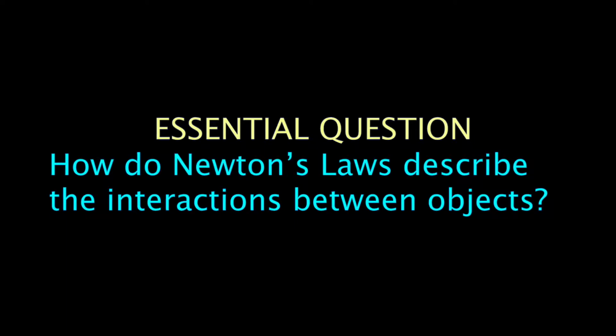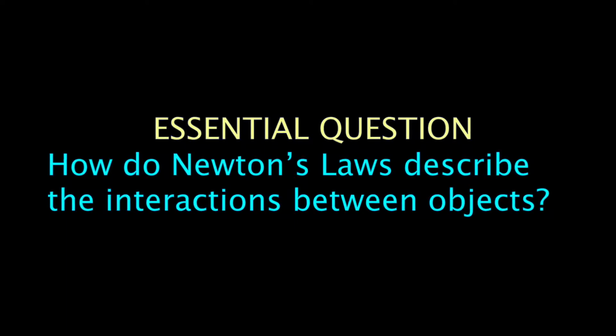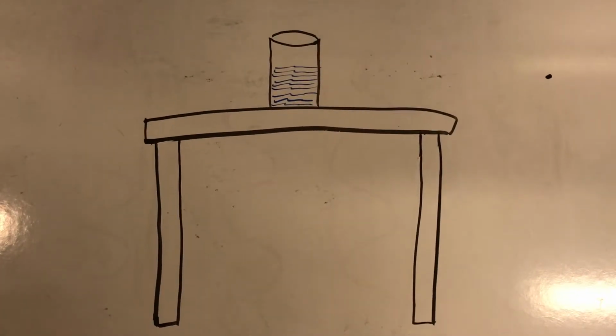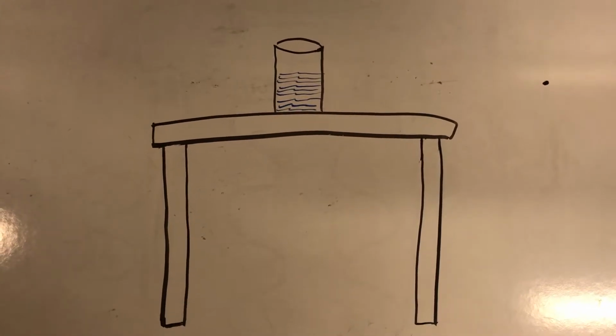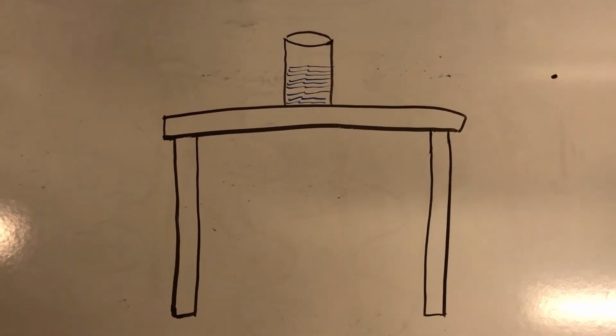How do Newton's laws describe the interactions between objects? The gravitational force is the force with which the Earth, Moon, or other massive body attracts an object toward itself.